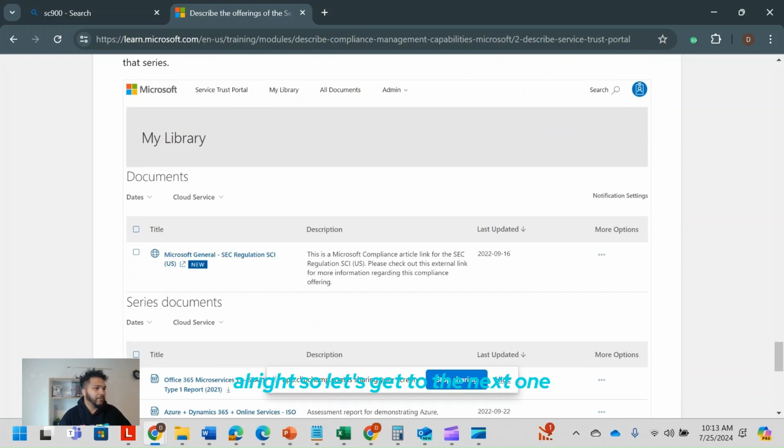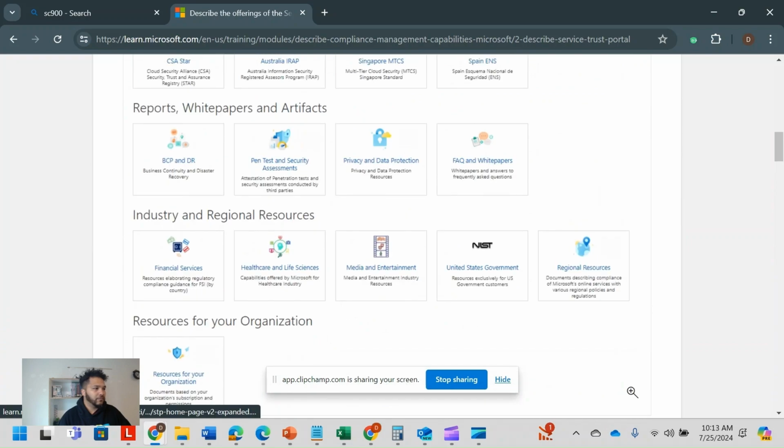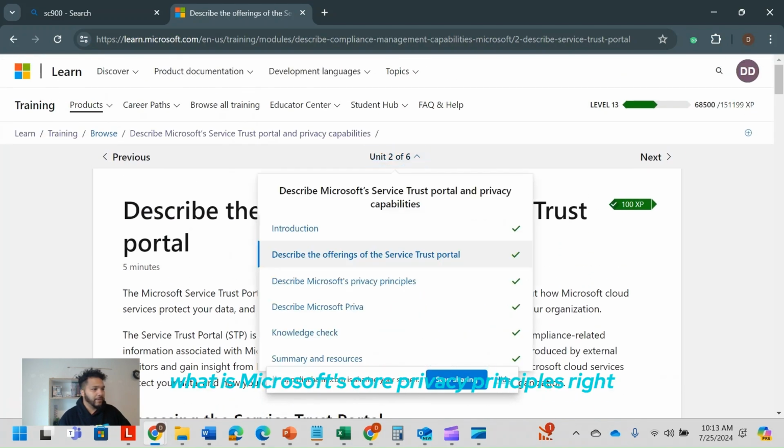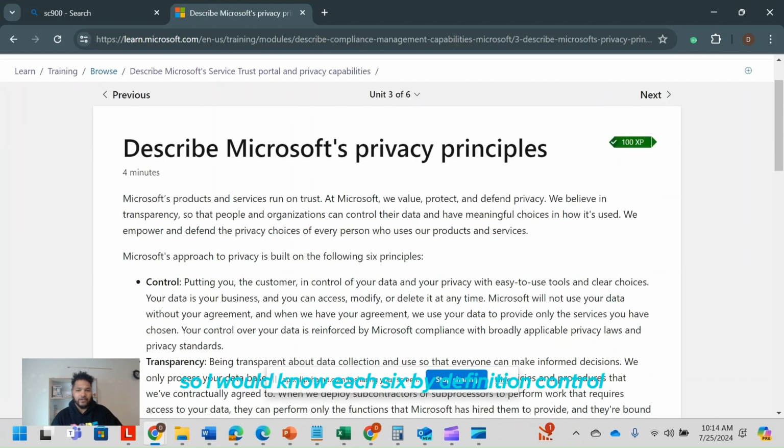All right, so let's get to the next one. Privacy. What are Microsoft's core privacy principles? There are six of them, so I would know each of the six by definition.